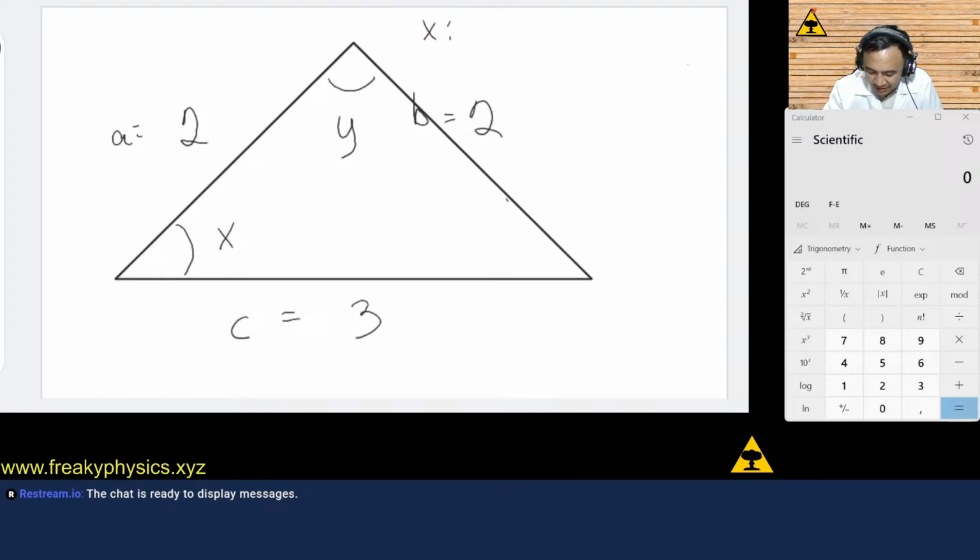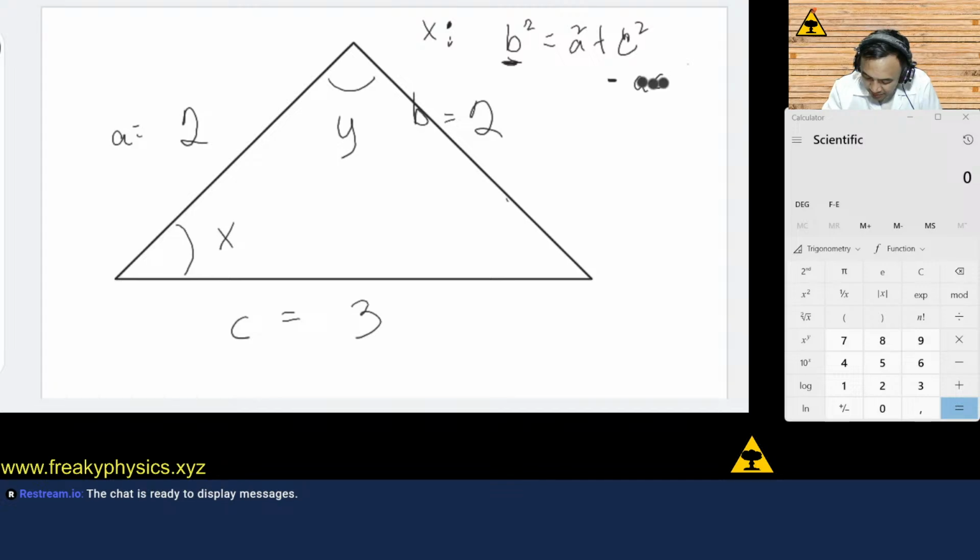So how do you find angle x? All you have to do is write the formula again, right? In this case, we're going to have to do b squared. Now in the cosine law, you always use addition, and again, this is always subtraction.